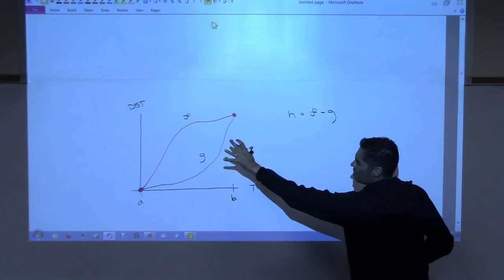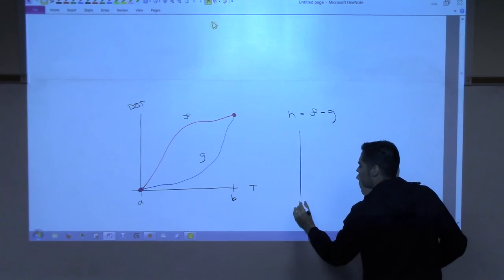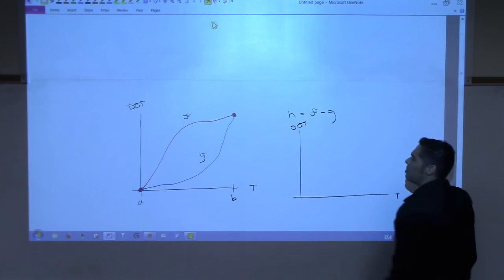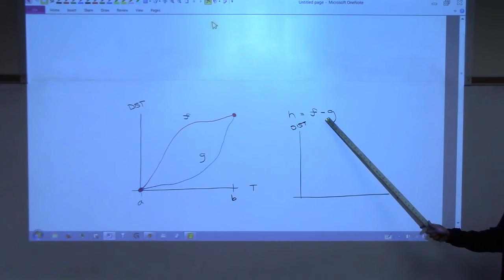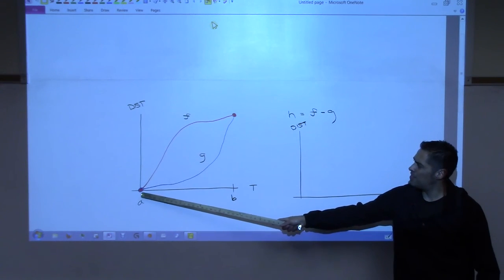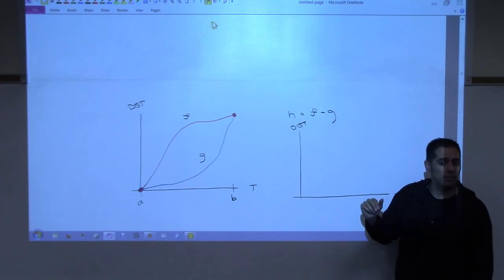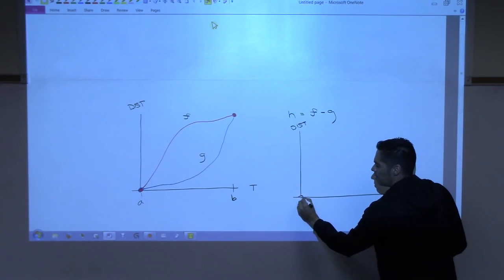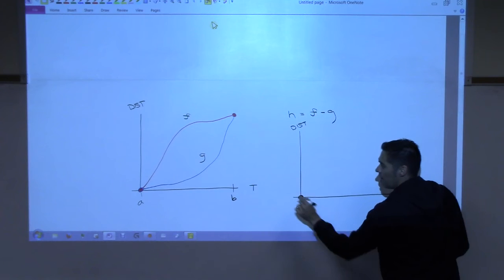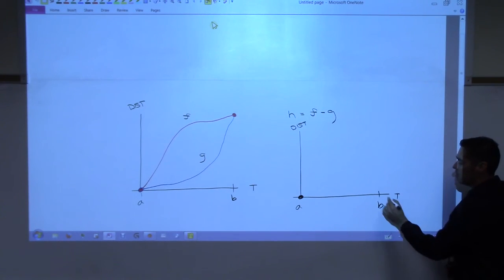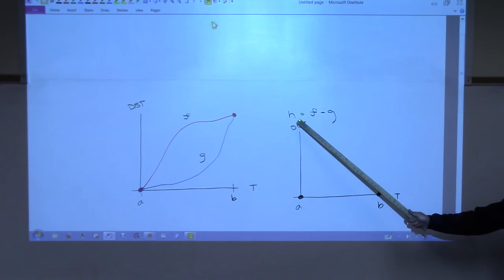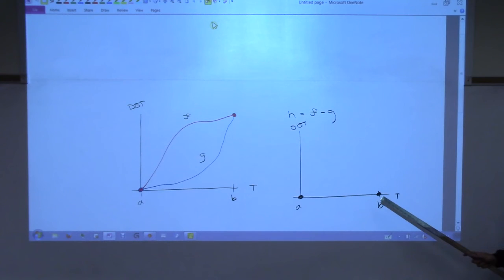I'm not going to put it on top of that. I want to do separate axes. But same thing, time here, distance here. What can you tell me about f minus g at the beginning? So what's the difference between these two functions at the beginning? 0. What is the difference between these two functions at the end? 0. Got it? Now, when I graph h, I have to connect these 2 points.